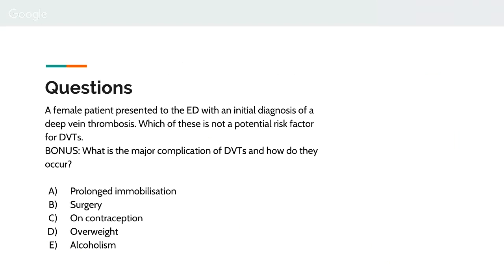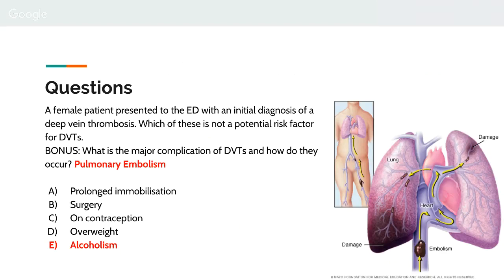Female patient, ED, diagnosis of DVT. Which of these is a potential risk factor for DVT, and what's a major complication? What are people thinking? E? Yep, E, alcoholism. C, on contraception, you learn this in second year. You should probably already know this in first year, but the pill is a clotting agent, so that increases your likelihood of clots.